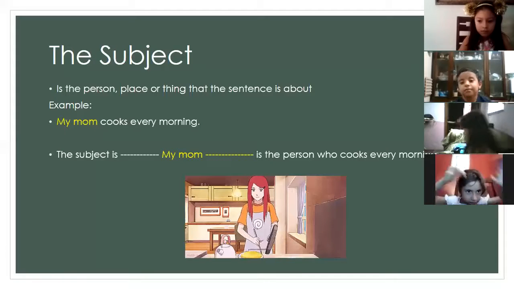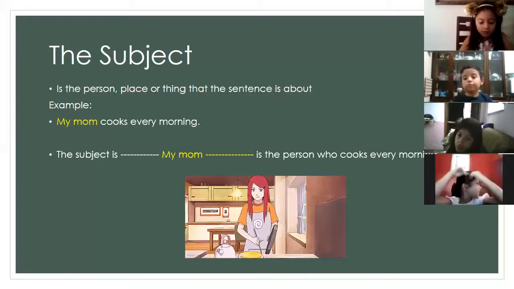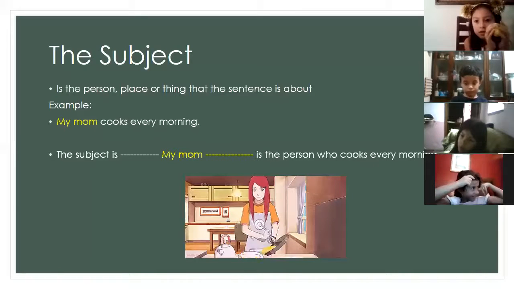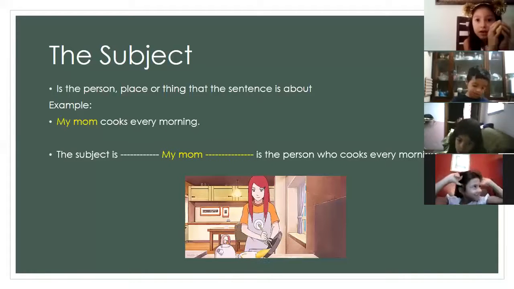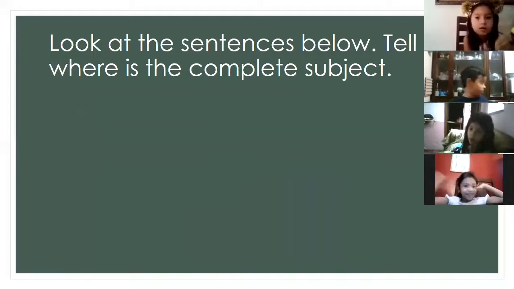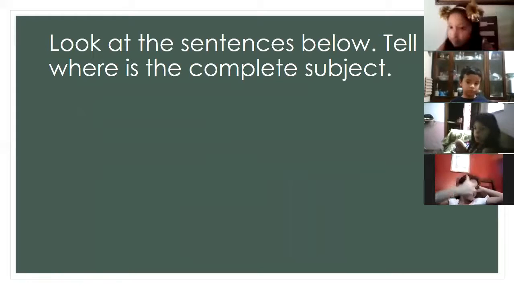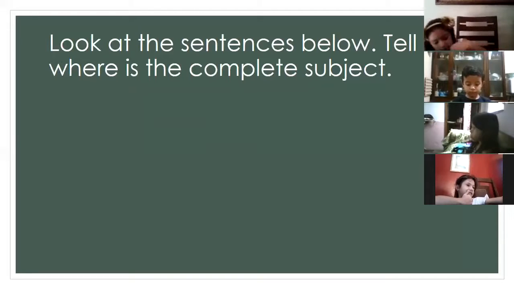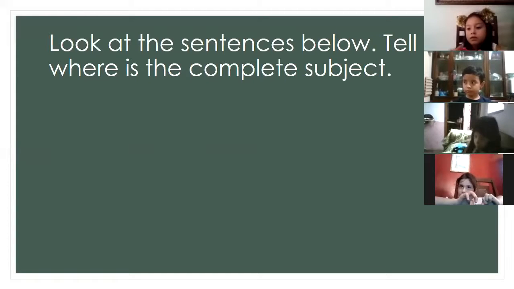Who is the subject in the sentence? Maria Fernanda, because Maria Fernanda is a person, right? Yes or no? Yes, excellent. So we have this exercise. Look at the sentences below. Tell where is the complete subject. You are going to tell me where is the subject. Remember, the subject is a person, a thing, or a place.